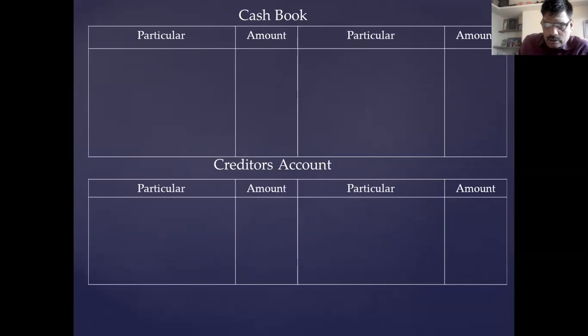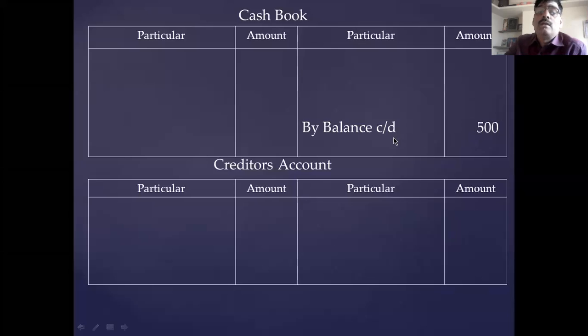You see the transaction. First paragraph is related with the account. Second paragraph is selling price 20%. Third, the B point: all cash is deposited in the bank except certain items, and at the end of the year, a 500 balance is maintained in the cash book. Therefore, you take that: by balance carried down 500 rupees. Closing balance they maintain 500 rupees. This is in the B point. I completed the B point.